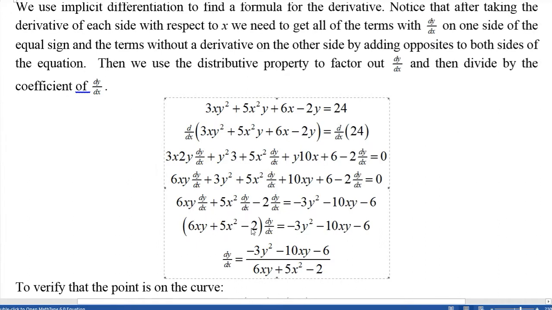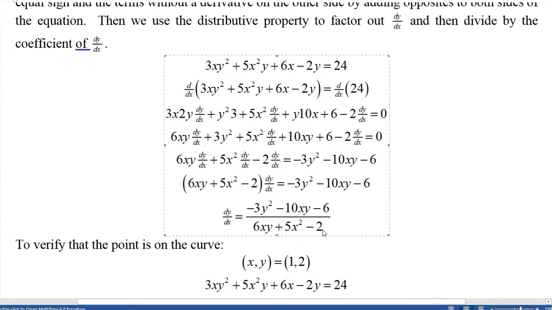and that leaves the rest of it, 6xy plus 5x squared minus 2, all in parentheses times dy over dx, and if we divide both sides by all that's in the parentheses, we get dy over dx by itself, and we get the right side as the numerator. What's in the parentheses here is the denominator. Simplify if you can, but now we have a formula for dy over dx. And once again, it's an implicit formula. You must know both an x and a y coordinate that work.